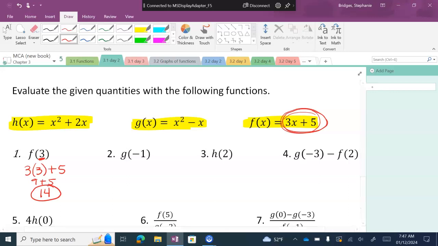Go ahead and try 2 and 3. Be careful with 2, just because of that negative in. Make sure when you plug it in, that negative 1 is x. So like when you plug it into x squared, you're squaring it as a negative 1.